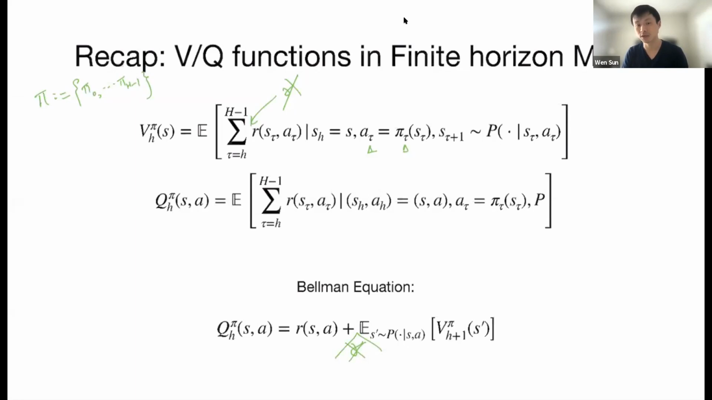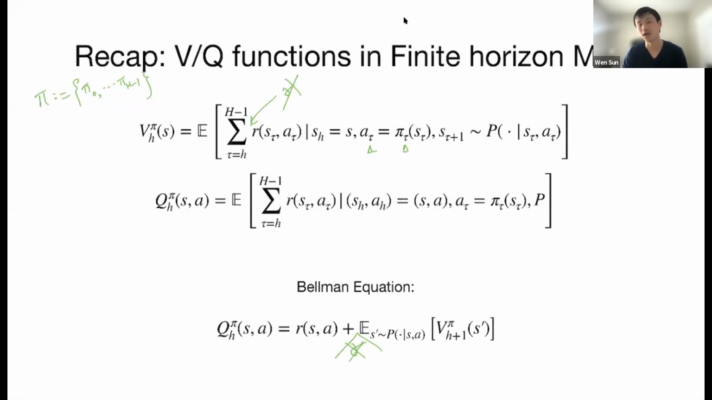People do consider the discounted setting in this finite horizon setting as well, if you really care about discounting the future outcome. But one thing you could do is absorb the discount factor into the reward function and make the reward function time dependent. Then this model still captures the finite horizon MDP. But we're not going to consider the discounted setting of the finite horizon MDP.